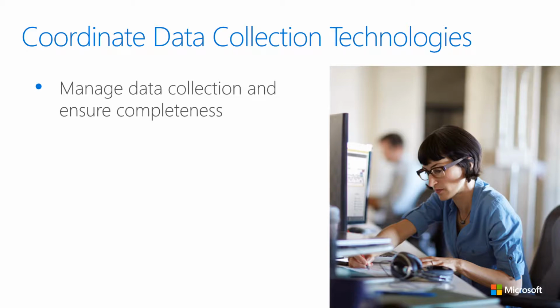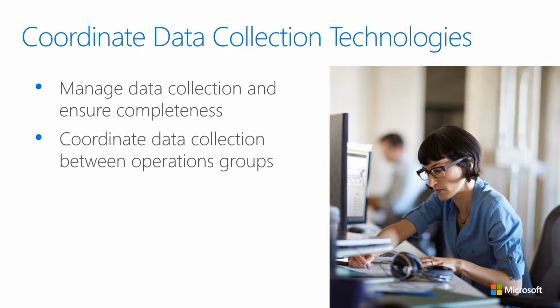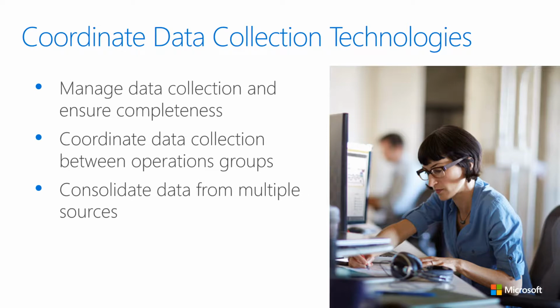First of all, we'll look at how you might make sure you get as complete a set of data as possible and how to manage any discrepancies between data sources. Then we'll have a look at how to coordinate data collection between various operations groups and, having got data from these multiple sources, the different ways in which we might consolidate it. And finally, we'll take a look at what's important to consider from a reporting point of view.